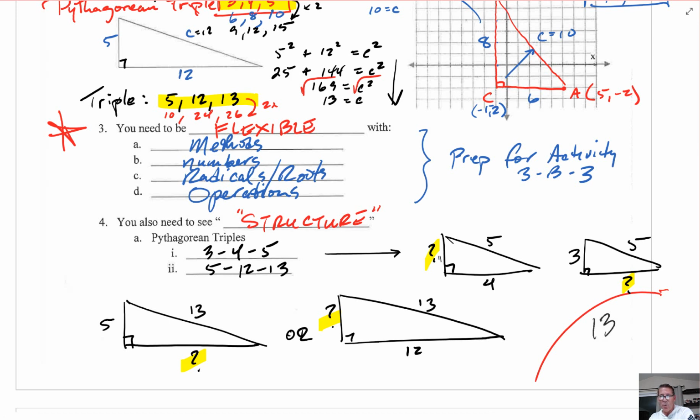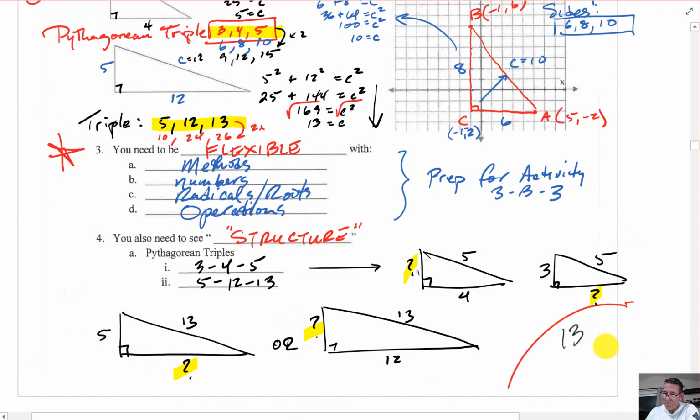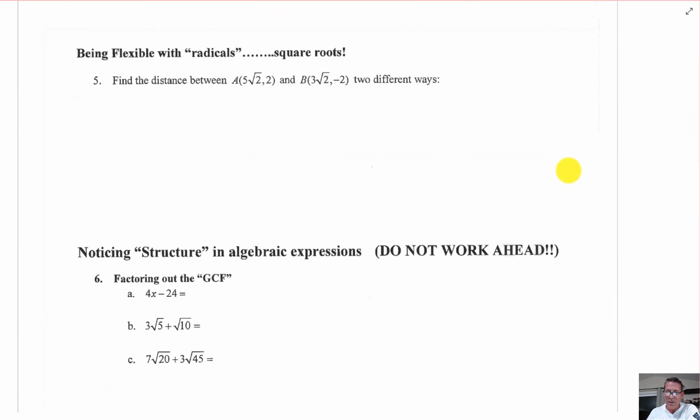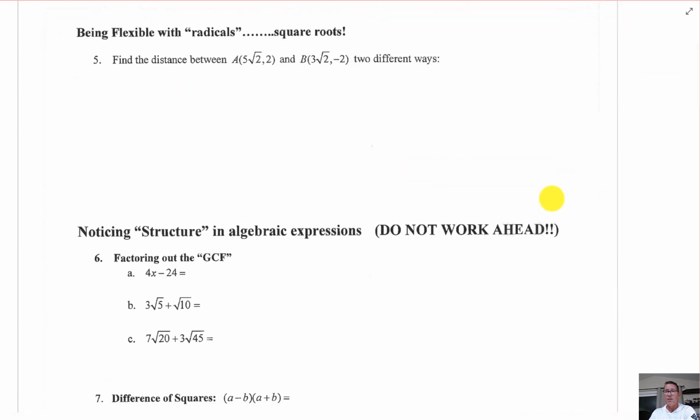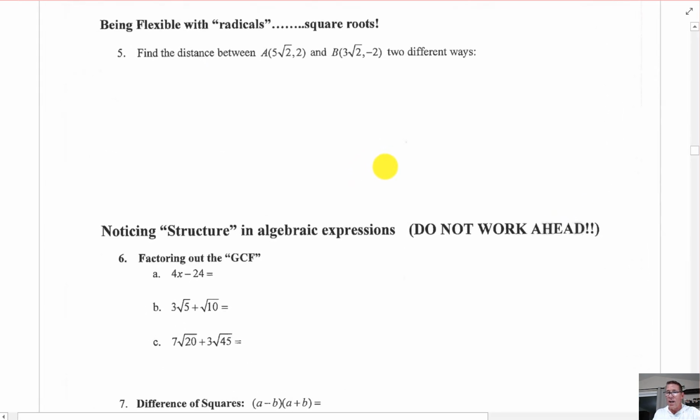So you have to be flexible with methods and numbers and roots and operations, but you also have to be able to see things and how they're structured. That's really important. All right, now let's get into radicals and roots. This is where the numerical part comes in, and this is not easy in the beginning for a lot of people. So this is a big example right here.